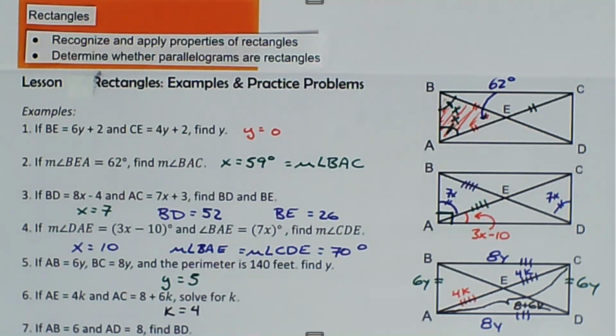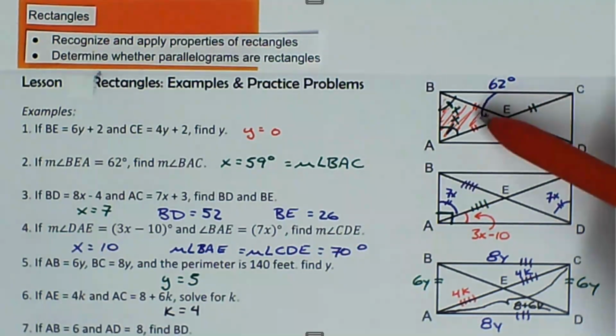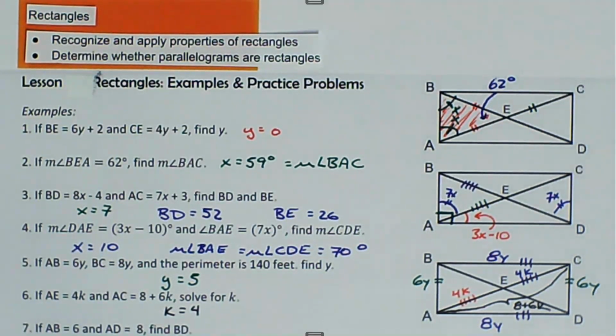We are talking about rectangles, and we want to recognize and apply properties of rectangles, and we want to determine whether parallelograms are rectangles. So here we have example 1, and it says, if BE is equal to 6y plus 2, and CE is 4y plus 2, those two are congruent, so we can set them equal to each other.